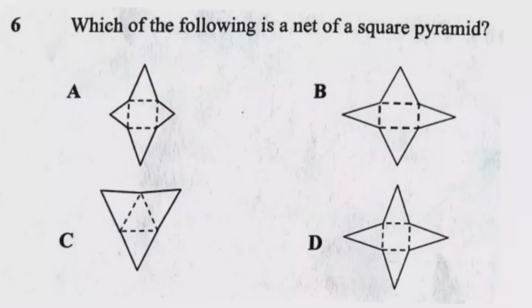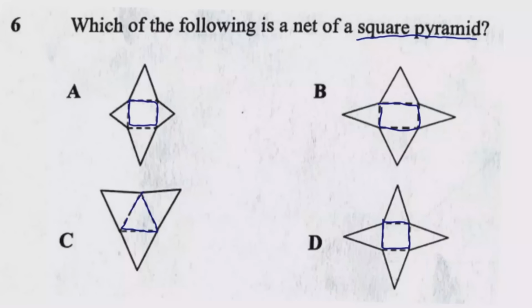Question 6. Which of the following is a net of a square pyramid? So, why is this pyramid called a square pyramid? Okay, so you should understand that the name of a pyramid is determined by the shape of the base. So the base is this one in this net, and the base is this one in this net. The base is this one in this net, and on C the base is this one.